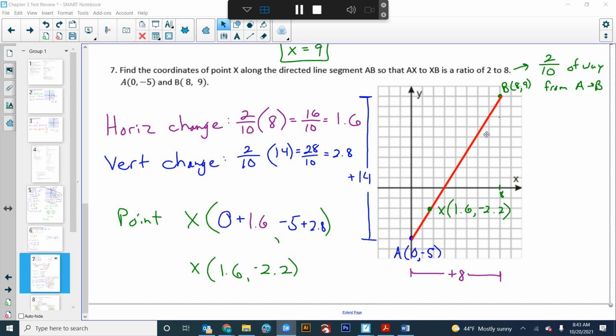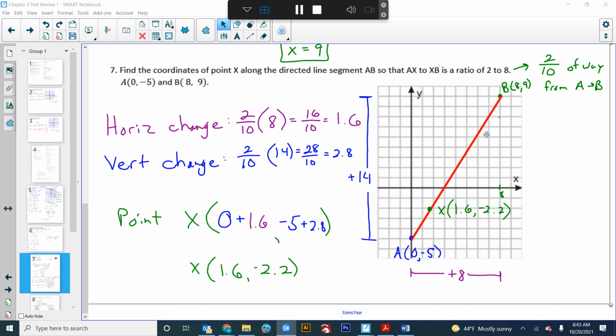Now, a ratio of 2 to 8, remember we talked about pizza or pie or whatever it was one day. If you get a ratio with another person of 2 to 8, you get 2 tenths, they get 8 tenths, right? So the ratio we're using here is 2 tenths. And so I found the horizontal change. It's +8 from A to B. I found 2 tenths of 8, which is 1.6. 1.6 is not my x value. I have to start at A and move right 1.6.